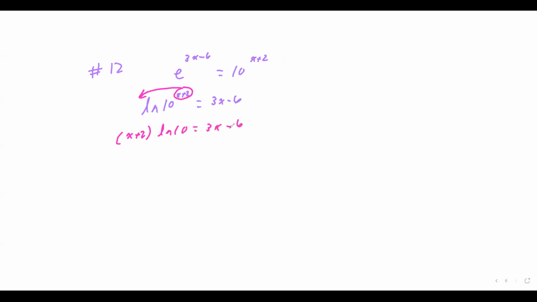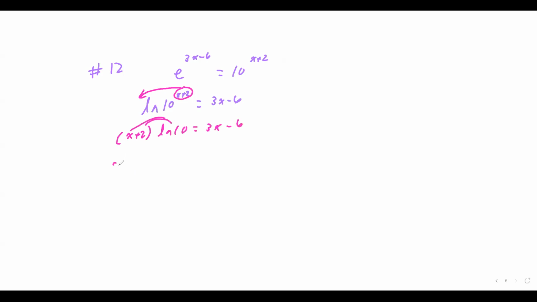All right, let's look at number 12. This would be e to the 3x minus 6 equals 10 to the power of x plus 2. Again, using the log rule, this becomes natural log base e of 10 to the x plus 2 equals 3x minus 6. So again, I'm going to take this and move it to the front. So this now becomes x plus 2 times natural log of 10 equals 3x minus 6.